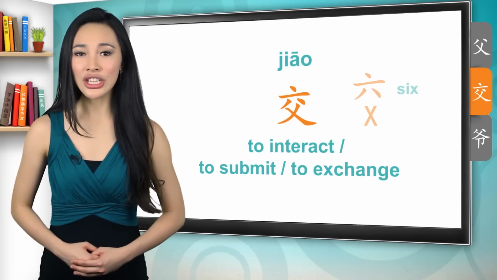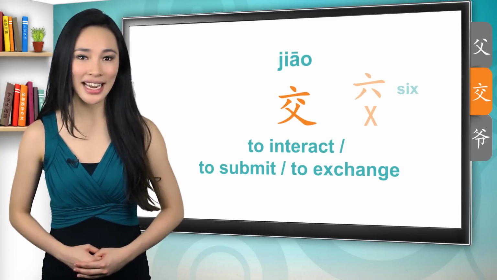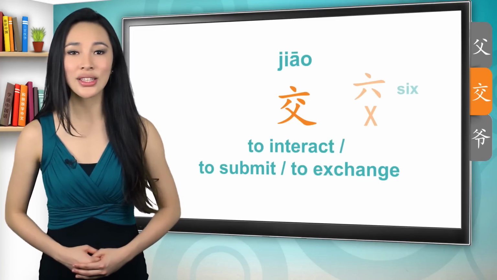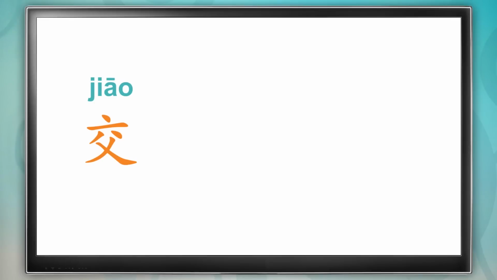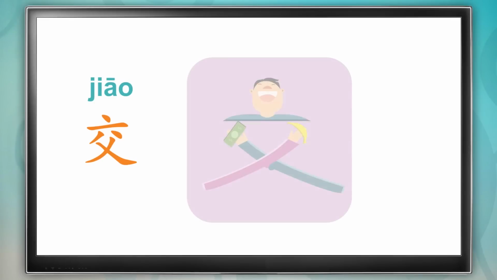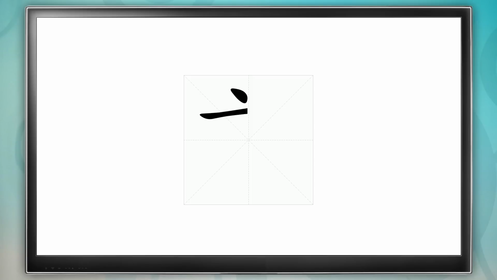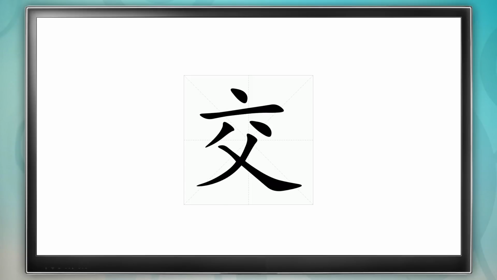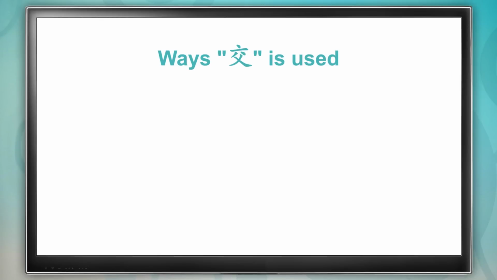You know that relationships are often facilitated by the exchange of goods and services. You can visualize jiāo as two people trading their goods and their arms crossing during the exchange. This is how jiāo is written, stroke by stroke. Let's look at some words where we use jiāo.